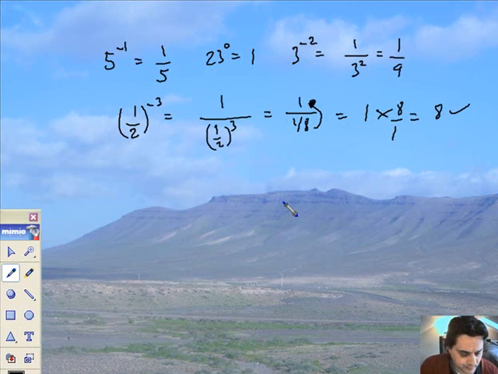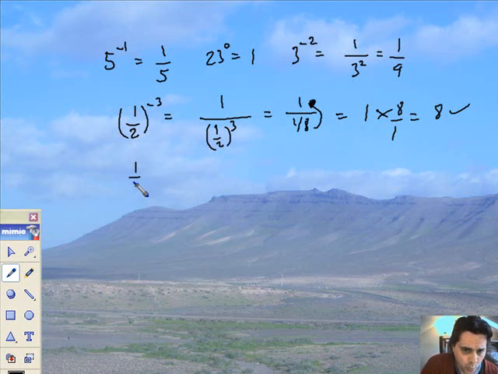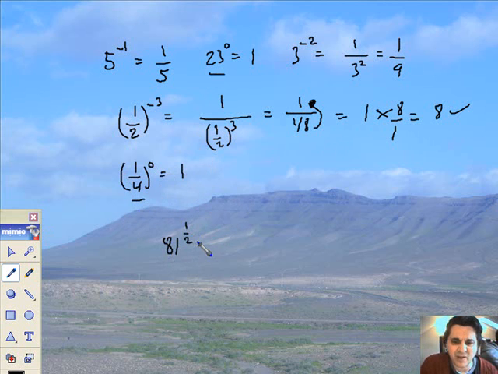Next one, here's a beauty. 1 quarter to the power of 0. The answer's 1, because I told you any number to the power of 0 is 1. Now these are probably grade A. 81 to the power of a half. What does that mean? Square root of the 81, 9.